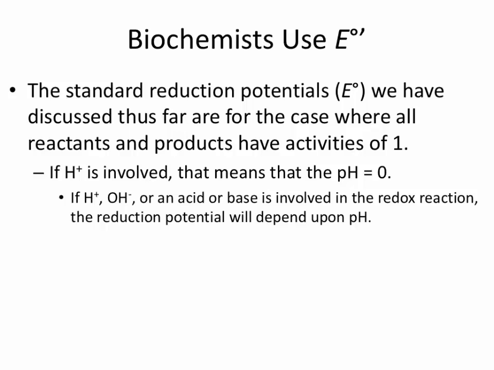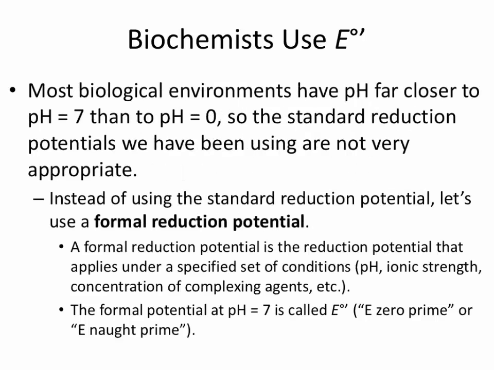Now, the standard reduction potentials that we have discussed thus far, these E naughts, are for the case where all reactants and products have activities of 1. Now, if hydrogen ion is involved, that means that the pH equals 0. And if hydrogen ions, hydroxide ions, or if an acid or base is involved in the redox reaction, then the reduction potential will depend upon the pH. Now, most biological environments have a pH far closer to pH of 7 than to pH of 0, and thus the standard reduction potentials we have been using are not particularly appropriate for use in biological environments.